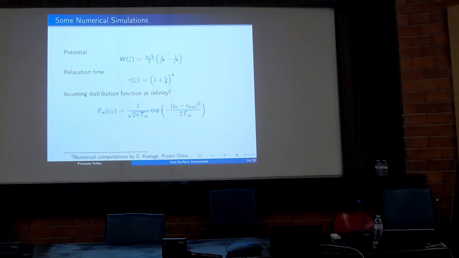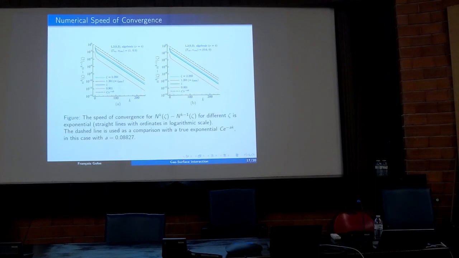So we are going to look at this Lennard-Jones potential here. Relaxation time is going to be polynomial, zeta to the 4. And the incoming distribution at infinity is going to be a Maxwellian, which you center wherever you want. And so here, you have the numerical speed of convergence, the difference between two successive terms in the macroscopic density. So you see that if you iterate sufficiently many times, it falls rather quickly to very acceptable values of the approximation, right?